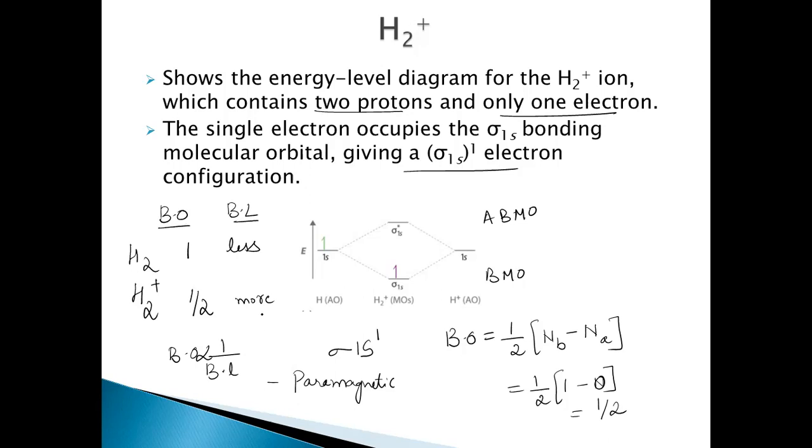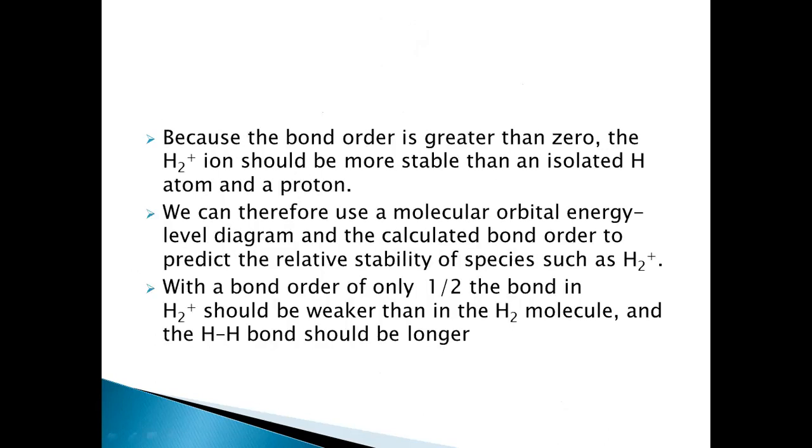At the end of the slides, I've made a slide on this also. We'll check it out at the end. Yeah, this is what I explained in this one. So the bond order is greater than 0, that is half. H2 plus is more stable than an isolated H atom and a proton. Right. So bond order of half should be weaker than in the H2 molecule. That is why the H-H bond will be longer in H2 plus when compared to that of the hydrogen molecule.